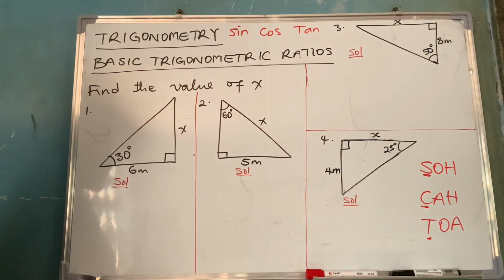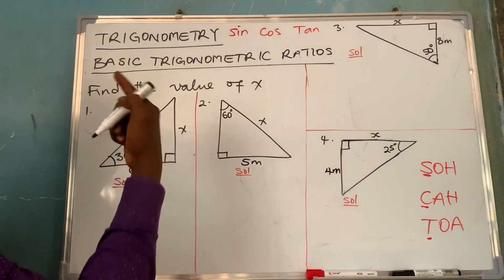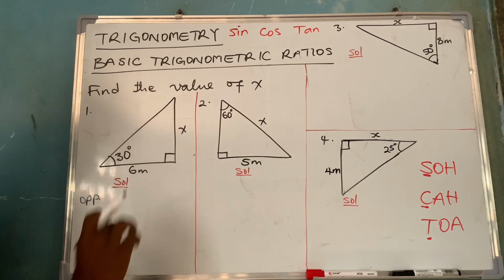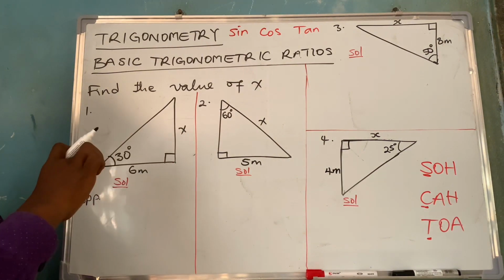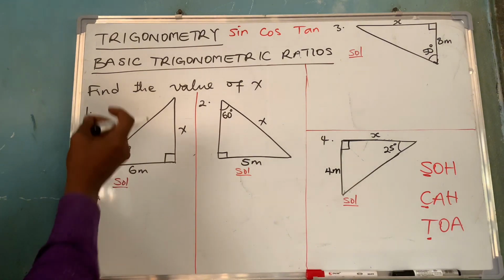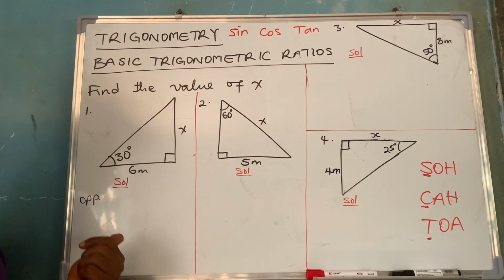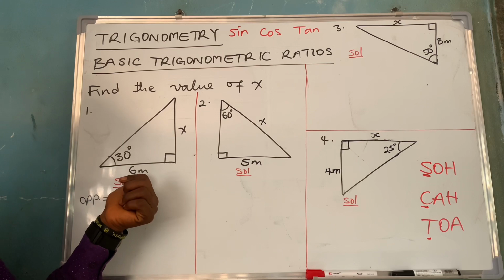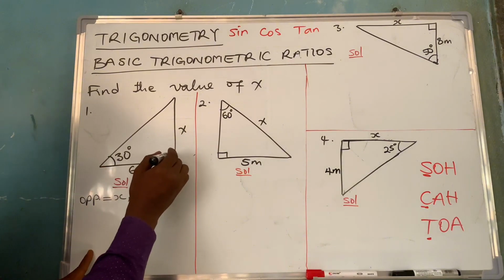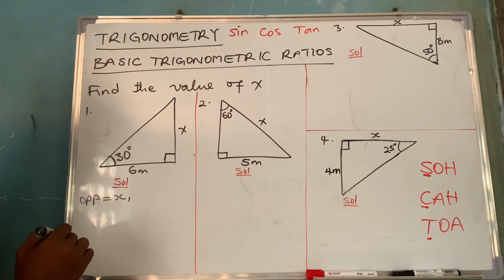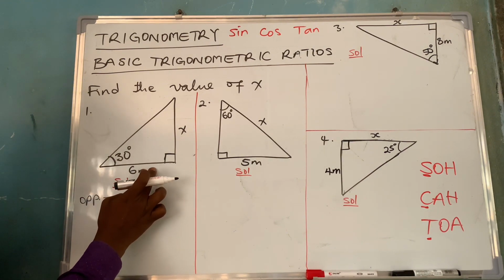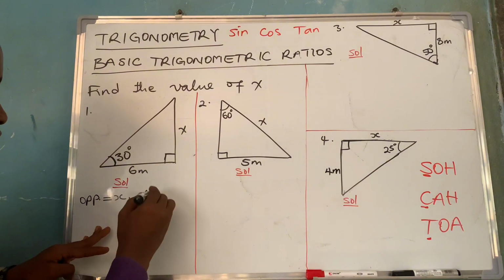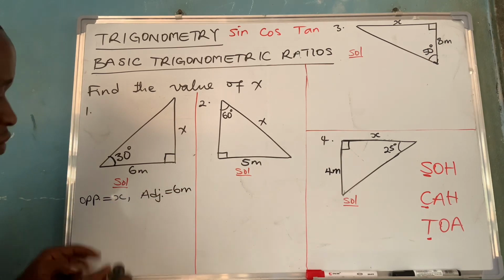Now we have this problem to solve. We want to find the value of x. First of all, that side x is what we refer to as the opposite. The reason being is this side is the side that is facing the given angle. In our last video, we learned that the side that is facing the given angle is what we call the opposite side. So our opposite is x. Now this side here with the 6 meters lies between the 90 degrees and the given angle. The side that lies between the 90 degrees and the given angle is what we call the adjacent side. So our adjacent here is 6 meters.